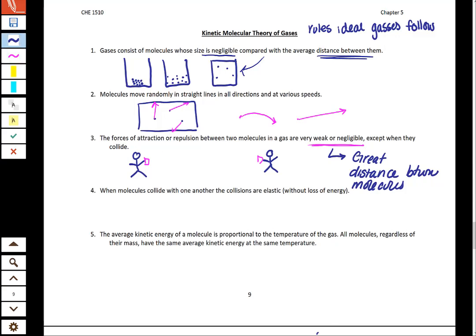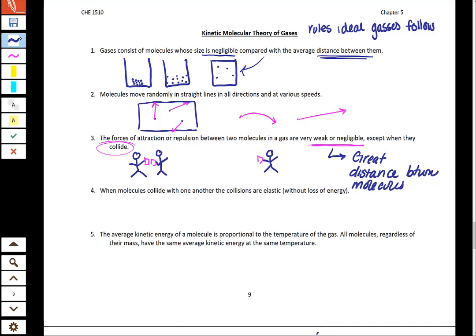Whereas if you and another chemistry friend are really close to one another, like inches, then maybe your magnets are going to feel that attraction or repulsion between each other. So when the gas molecules get close to each other and they collide, that's when they're going to feel the attraction or repulsion between each other. But in general, they're too far apart to feel that attraction or repulsion. So let's talk as well about that collision.